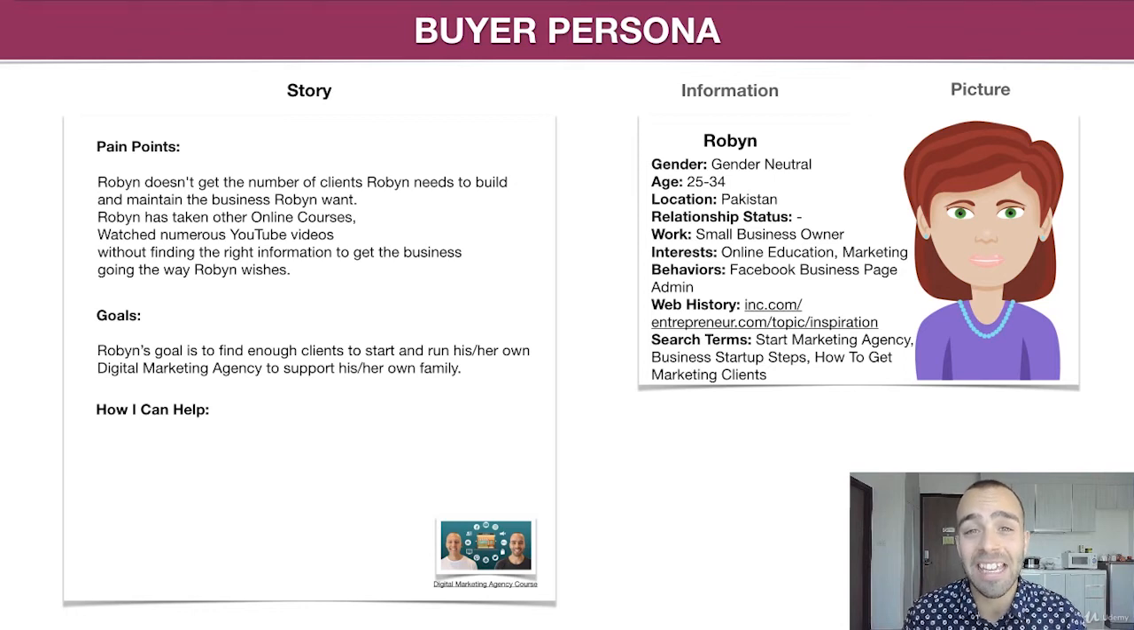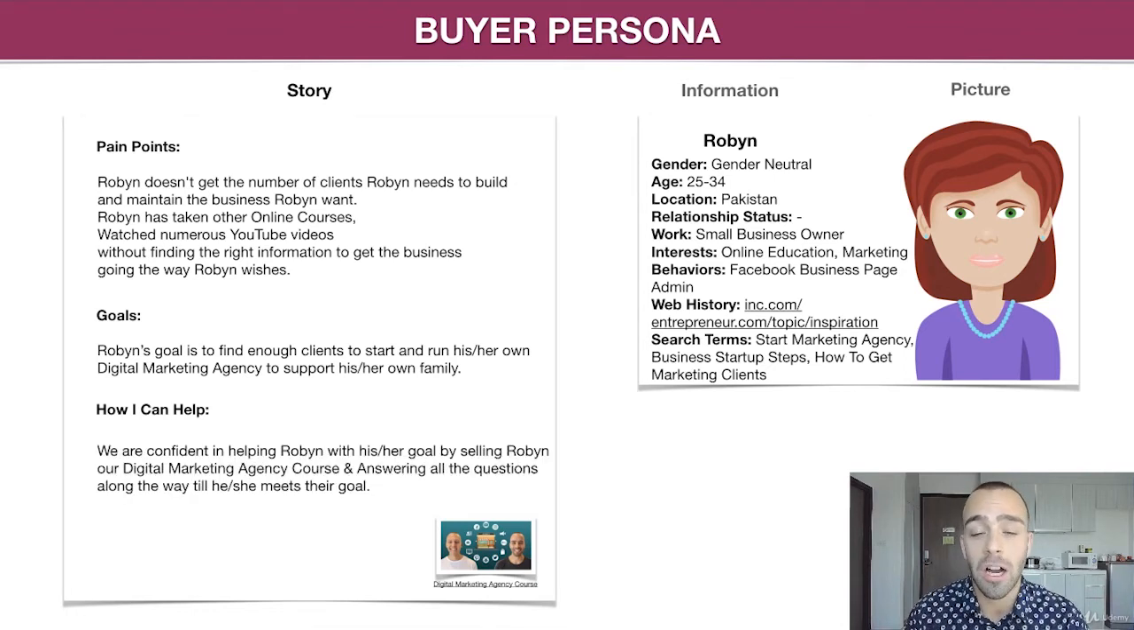And then how can I help you with this? Well, we are confident in helping Robin with his or her goal by selling Robin our digital marketing agency course and answering all the questions along the way till he or she meets their goal. Alright, so now we have a story, we have information, we have a picture, we basically have our potential customer right in front of us. Now I can take a screenshot of this, print it out and put it up on my wall. And now it's time for you to build out your buyer persona.